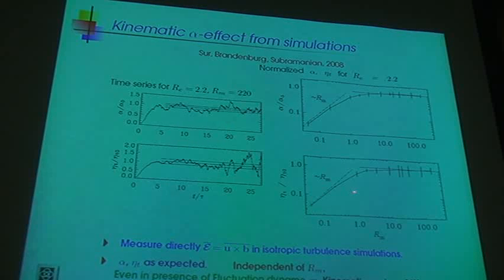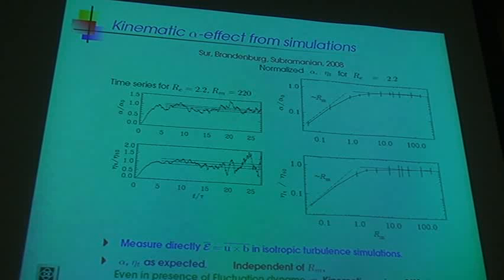Right. So this is the test field method that Karl-Heinz talked about, and he showed already these two plots. The only thing which I would like to remark here is that by the end of these simulations, where you are trying to measure the alpha and turbulent diffusion by using these test fields in a box, the fluctuations are growing like anything. And this is always a problem because of the small scale dynamo.